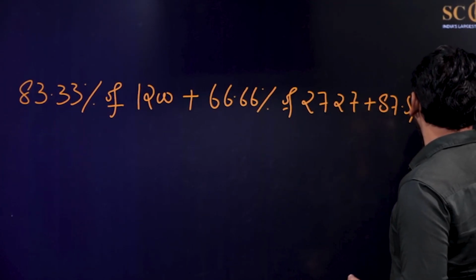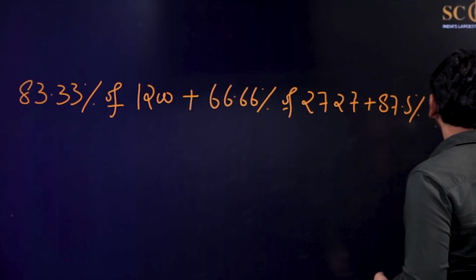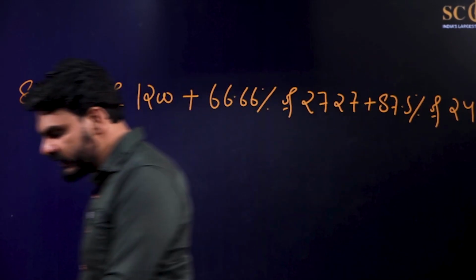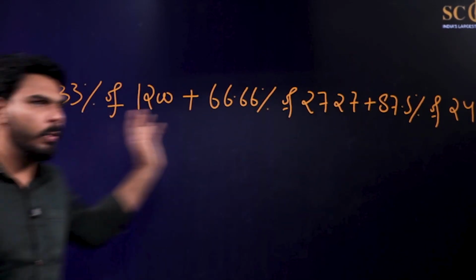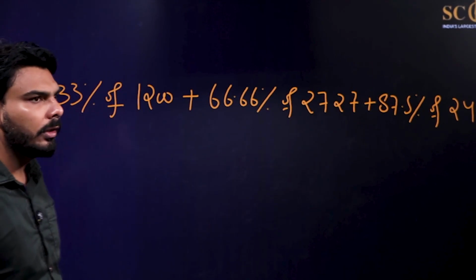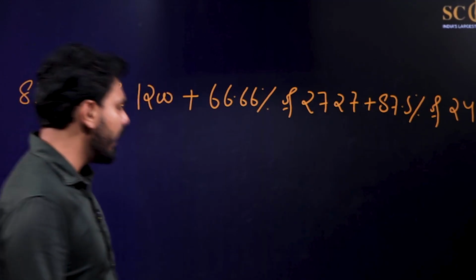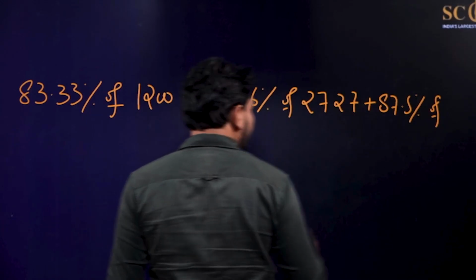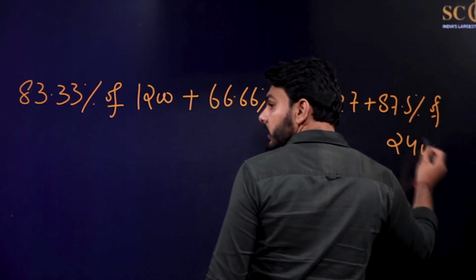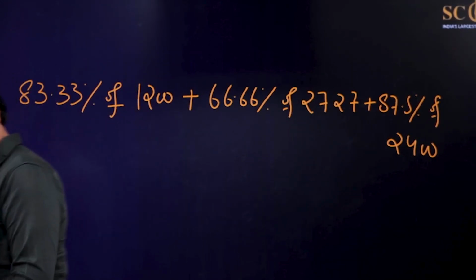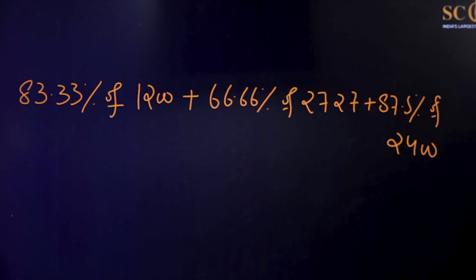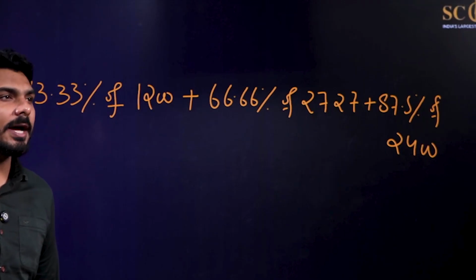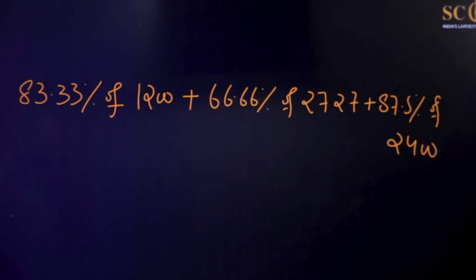Just calculate these percentage values, just calculate this question and tell me what your answer is. I will just write 2400 here so that it is visible to you. Just calculate it and tell me what your answer is. I will give you some time. Then I will see what is the answer that most of you are getting. So just 10 seconds.